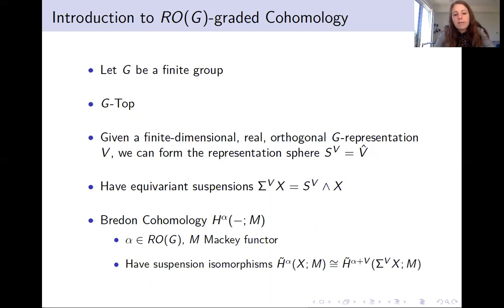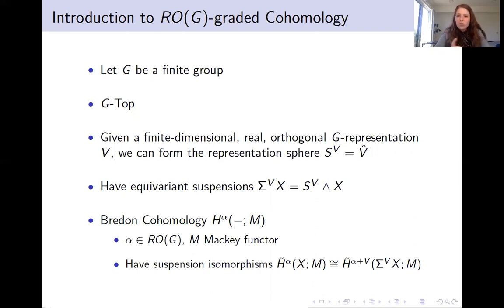Okay, today we're going to be talking about Bredon cohomology. This is our analog to singular cohomology in the world of GTop. So this is written very similarly. I have some sequence of functors, H^alpha, with coefficients in M. Here, alpha, though, is an element of RO(G), so the Grothendieck group of finite dimensional real orthogonal G representations.